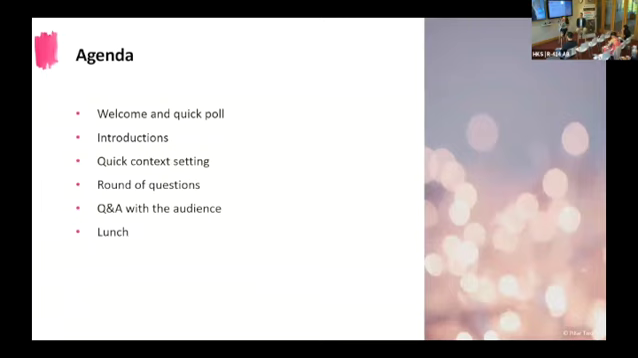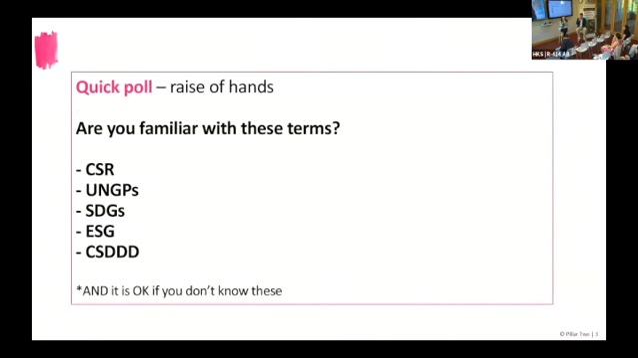Here's a quick overview of what we're going to do today in this next hour. I'm going to start with a quick poll and then we will introduce ourselves. While I know you probably have a sandwich in one hand, use the other hand. We're going to do a quick poll, and please do not worry if you do not know any of these terms. If you can't see it, I'll say it.